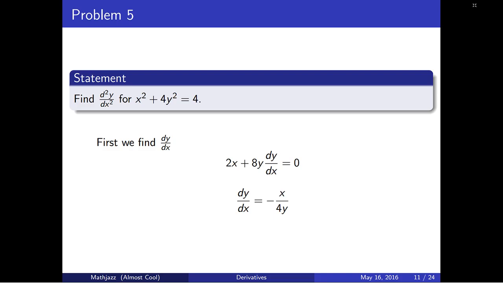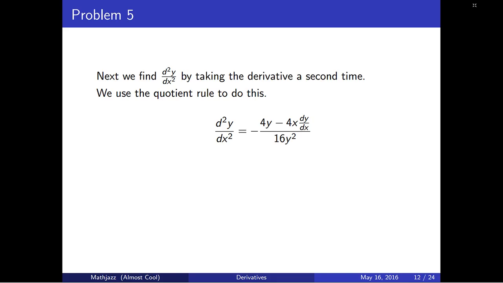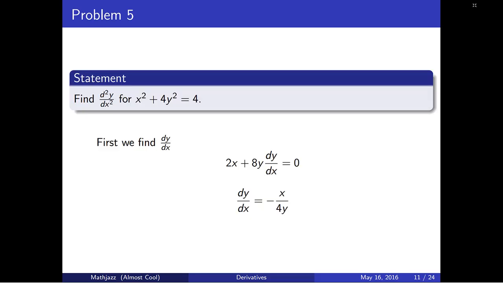We have this. We're going to now take the derivative of dy dx by using the quotient rule, like so. So the derivative of the denominator times the numerator, I guess I switched that. The denominator times the derivative of the numerator. There we go. Minus the numerator times the derivative of the denominator is going to give us 4y minus 4x dy dx. And then we divide by the square of the denominator, which is 16x squared. There's a negative sign out in front because there was a negative sign out in front for dy dx.